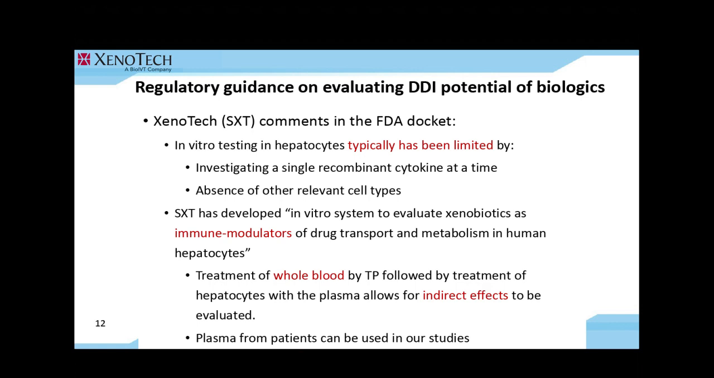XenoTech has developed in vitro system to evaluate xenobiotics as immunomodulators of drug transport and metabolism in human hepatocytes. This experimental system is based on a treatment of whole blood by therapeutic protein, followed by treatment of hepatocytes with the plasma that allows for indirect effects of the therapeutic protein to be evaluated. We also know that plasma from patients with certain diseases with the inflammatory component can be used in our studies. We hold certain IP position in the US patents listed here, as well as other applications.